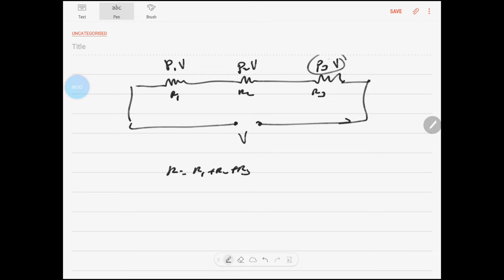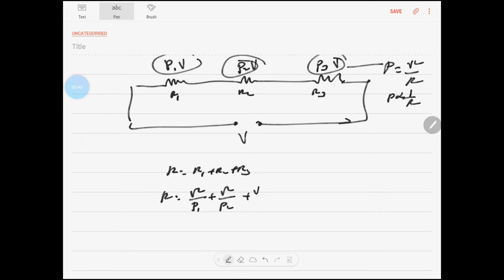know that when it comes to the rated voltage, the formula is P is equal to V square by R, and therefore P is always inversely proportional to R. So substituting that formula here, R1 is V square by P1 plus V square by P2 plus V square by P3, which is equal to V square by P. So 1 by P is equal to 1 by P1 plus 1 by P2 plus 1 by P3, which is the equivalent power.